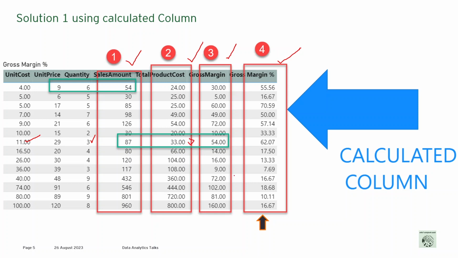And in order to arrive at the gross margin, you need to consider sales amount and total product cost. Sales amount minus total product cost, gross margin. Example, 87 minus 33, you get 54. That is the gross margin. Then we are arriving at the gross margin percentage from the gross margin. That's how you are arriving at gross margin.